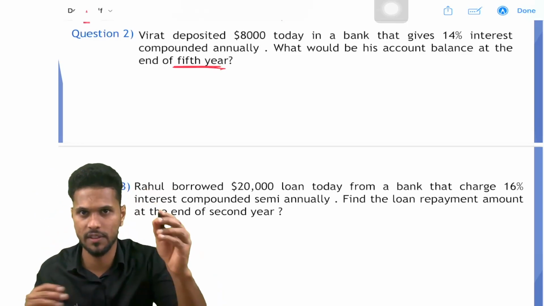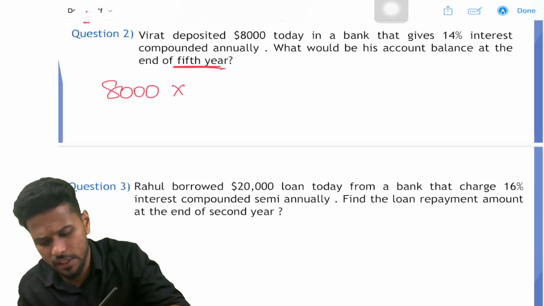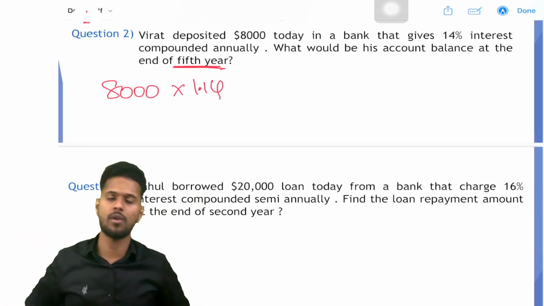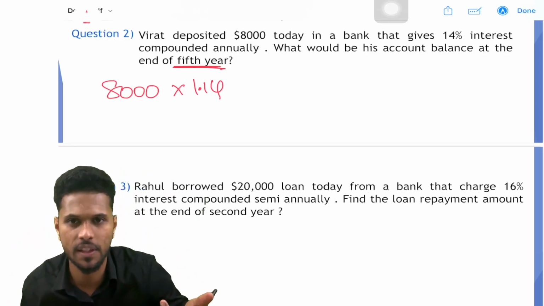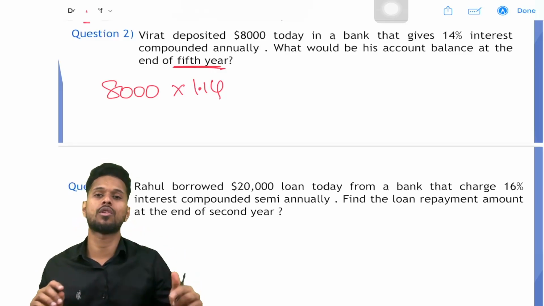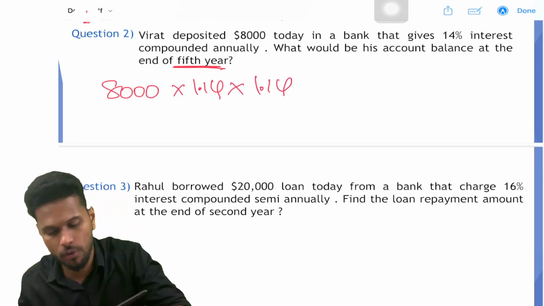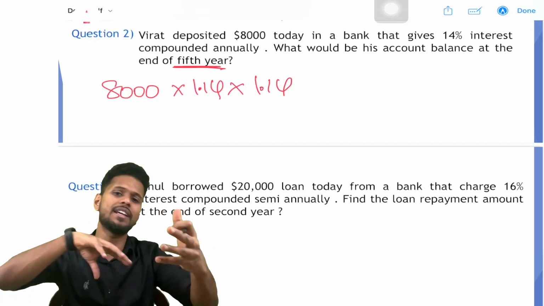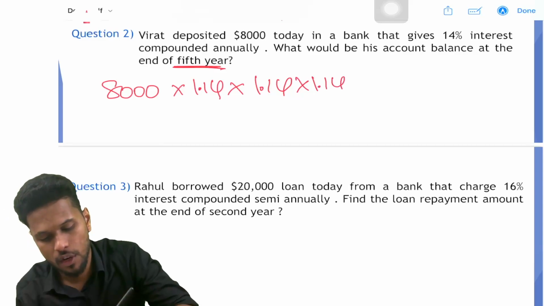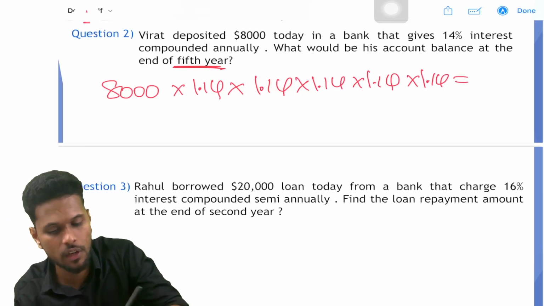1.14 in decimal form. So listen, in year 0 it is 8,000. At the end of the first year it is 1.14 times. 1.14 means that amount itself is 100% and the increase is 14%, so 14% in decimal form is 1.14. In the second year it is again 1.14 of the full amount, and the third year also 1.14, fourth year 1.14, and the final 5th year is also 1.14.